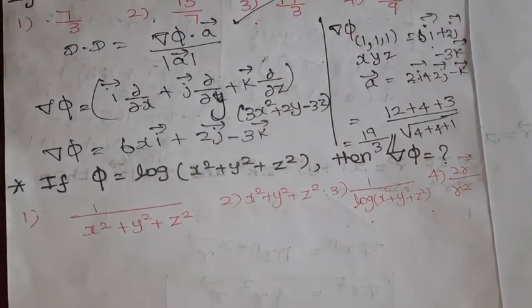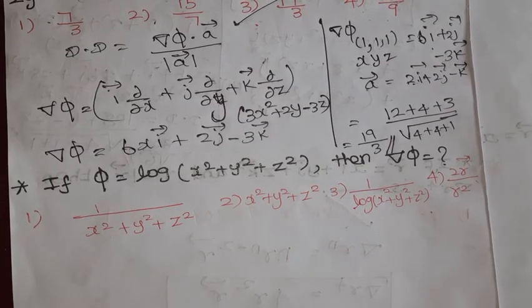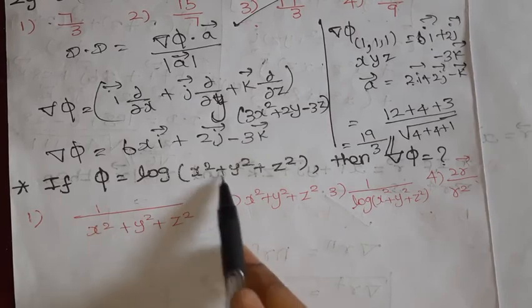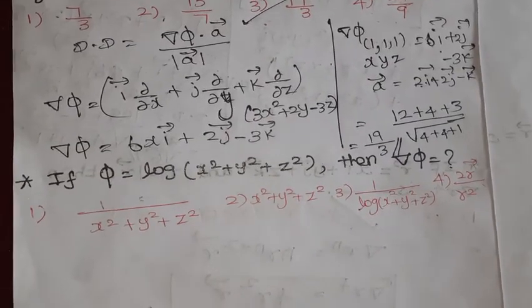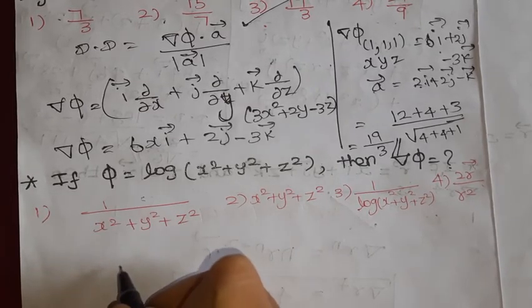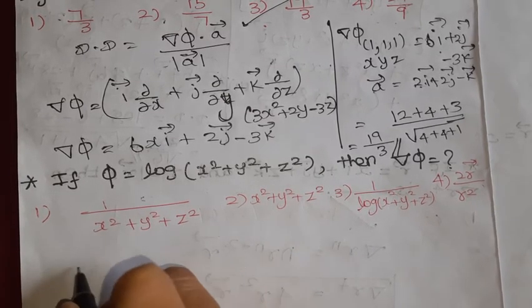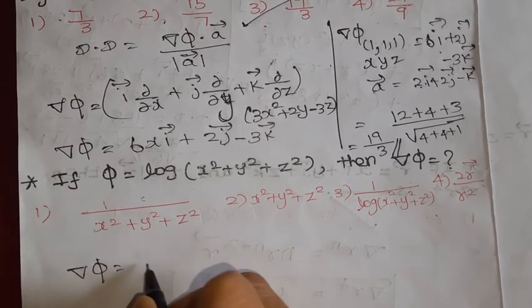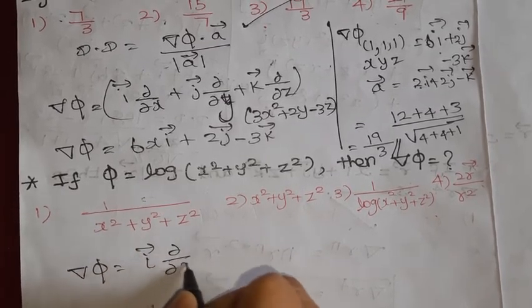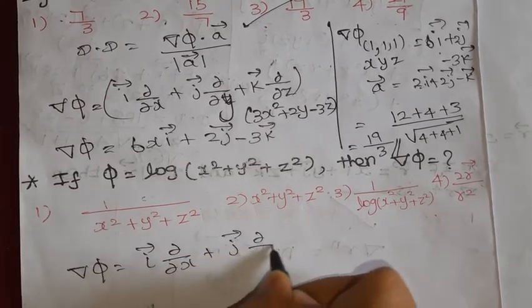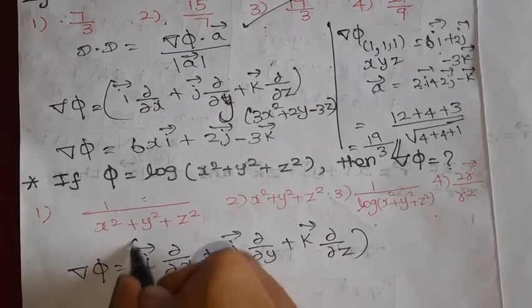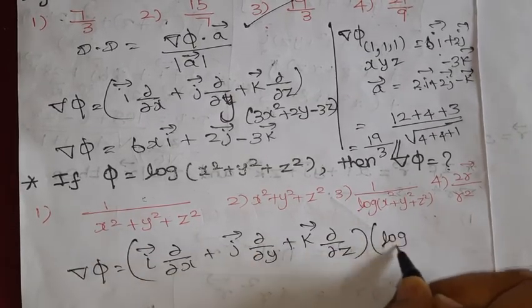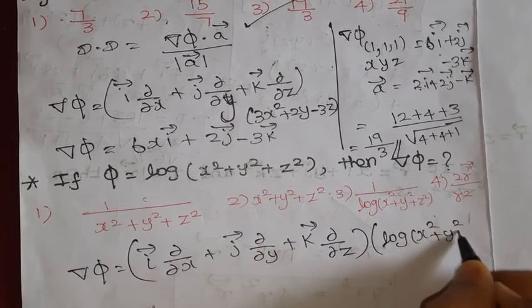Then, if phi equal to log of this value, then del phi. We are going to find out the del phi value. Okay, phi value given. So, we will find out the del phi. Del phi is nothing but i dou by dou x plus j into dou by dou y plus k into dou by dou z of log of x squared plus y squared plus z squared.